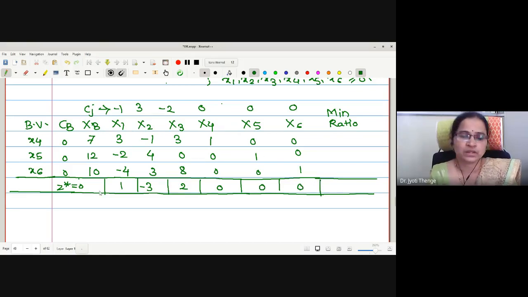Correct? Then which is the most negative? Delta 2. Therefore, this is going to enter the basis. What is my leaving variable? XB column upon X2 column. But for X1 we have a negative entry here, therefore we will drop this. Only two we will calculate: 12 by 4 and 10 by 3.